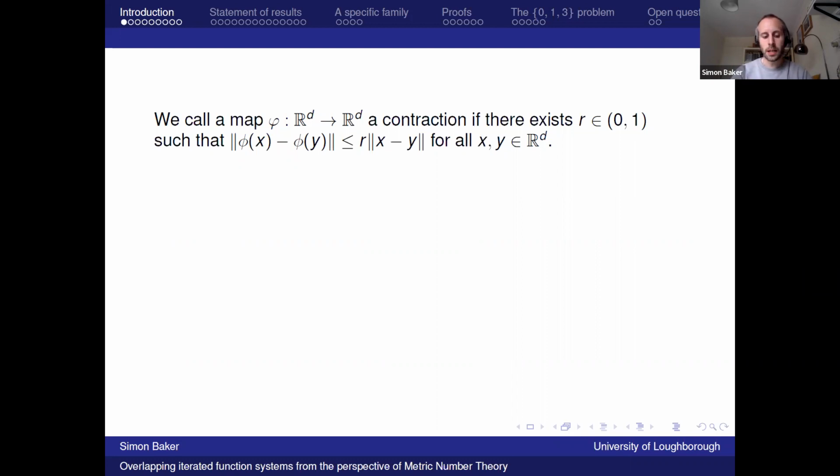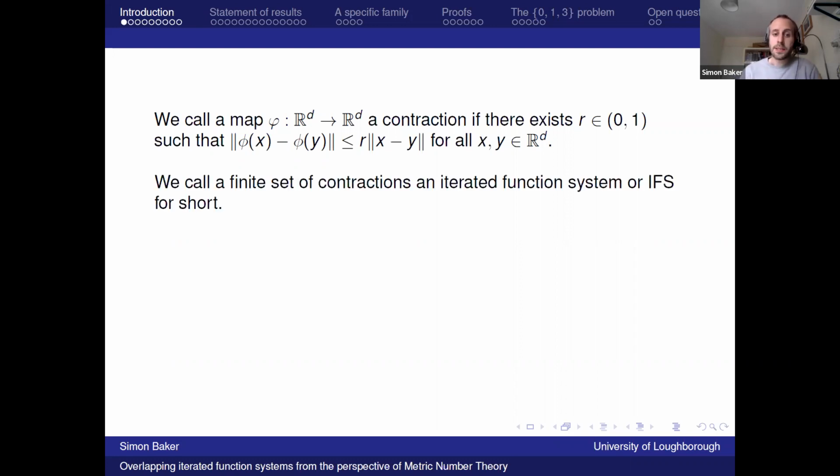Okay, so to begin properly, I'm going to be interested in collections of maps, and these maps are going to be contractions. And here's the definition of a contraction. A map is a contraction if it uniformly distorts the distance between points. And we call a finite set of contractions an iterated function system, or an IFS.